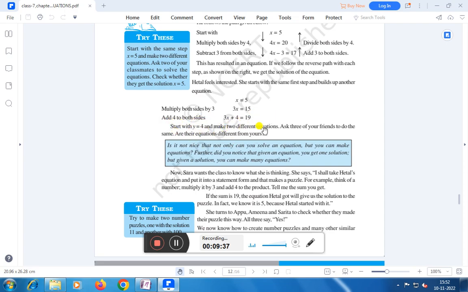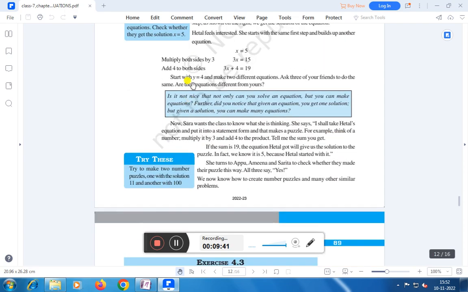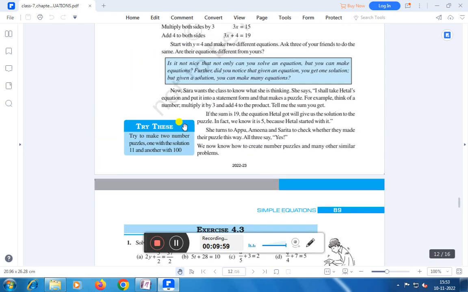We start with y equal to 4 and make two different equations. Ask 3 of your friends to do the same. Are the equations different from yours? Yes, it is different. Is it not nice that not only can you solve an equation, but you can make equations also? Further, did you notice that for a given equation you get one solution, but from a given solution you can make many equations? I will solve the exercises in the next video.